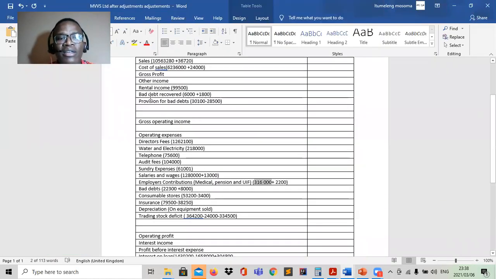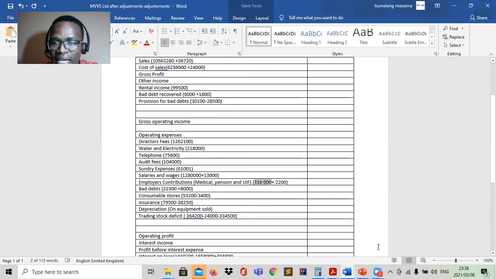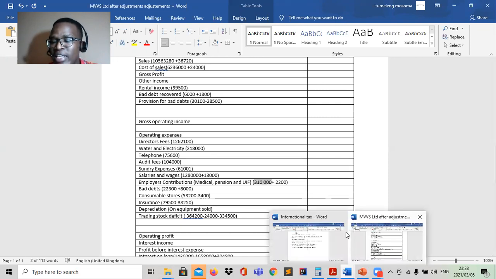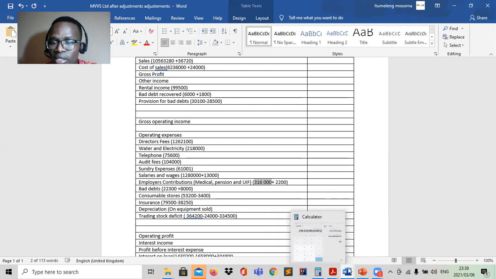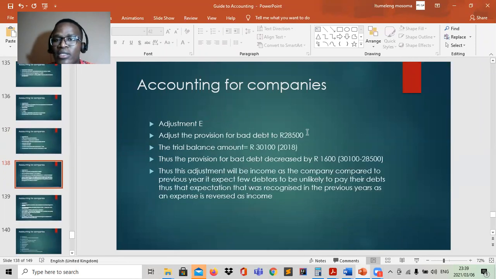So on the income statement, remember, bad debt recovered is your income. So under other incomes, you see bad debt recovered, the amount that we've been given on the trial balance plus 1,800, right? So before we move to the next adjustment, let's just pause here so that we can do adjustment E in the next video. Let's pause, then we'll continue in the next video.